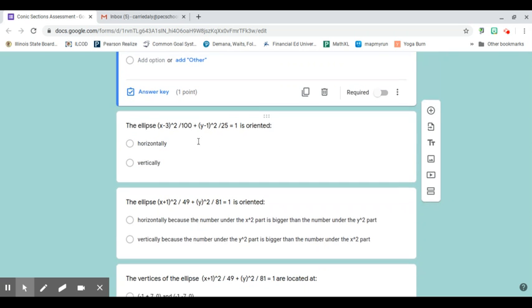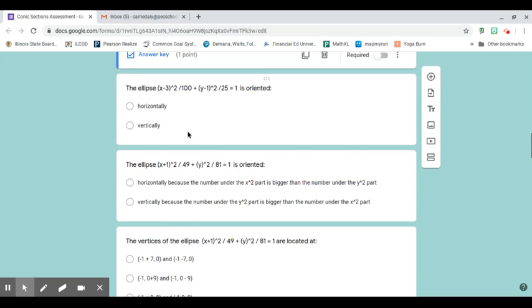In this next equation, I have an ellipse. I know that it's an ellipse because the x squared is being added to the y squared. Both of these things are positive. Since the number 100 is underneath the x squared, and 100 is larger than 25, I know that this ellipse is going to be oriented horizontally. It's going to be more lefty-righty. So the correct answer to this one was horizontally because the number under the x squared was the larger of the two numbers.